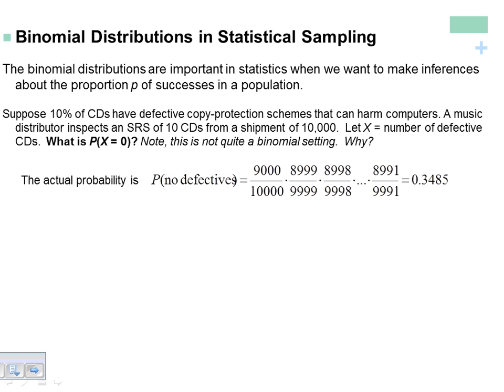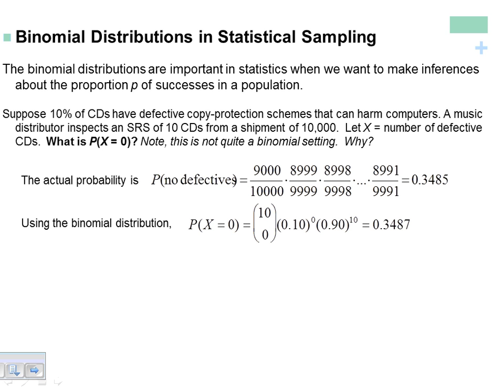All right, so here the actual probability of no defectives would equal this. We could use our probability distribution to approximate it though, so we're not finding the actual, which would take a lot of time writing all of those in. So let's say I wanted to approximate with the binomial. I could say 10 choose 0 times the probability of success, or sorry, the probability that it's not defective, right?